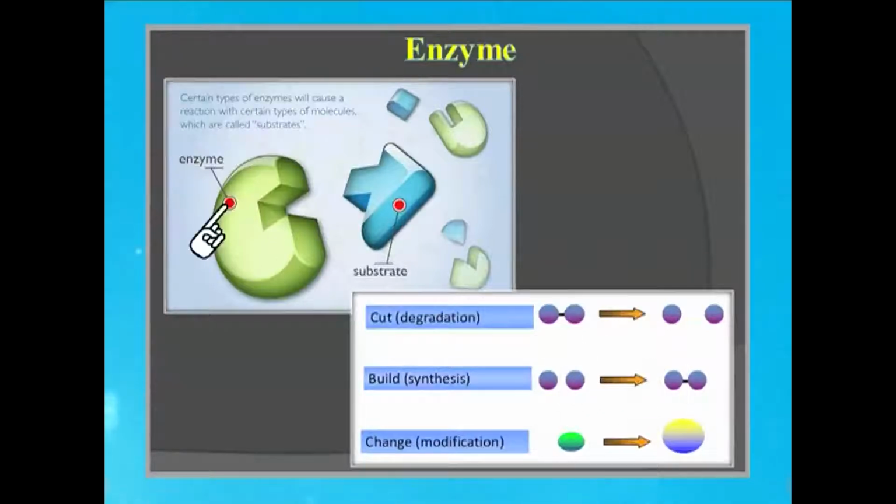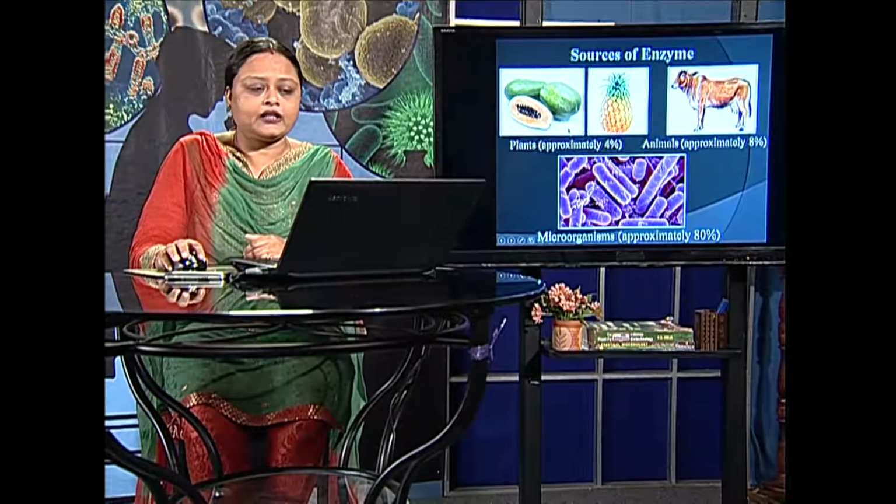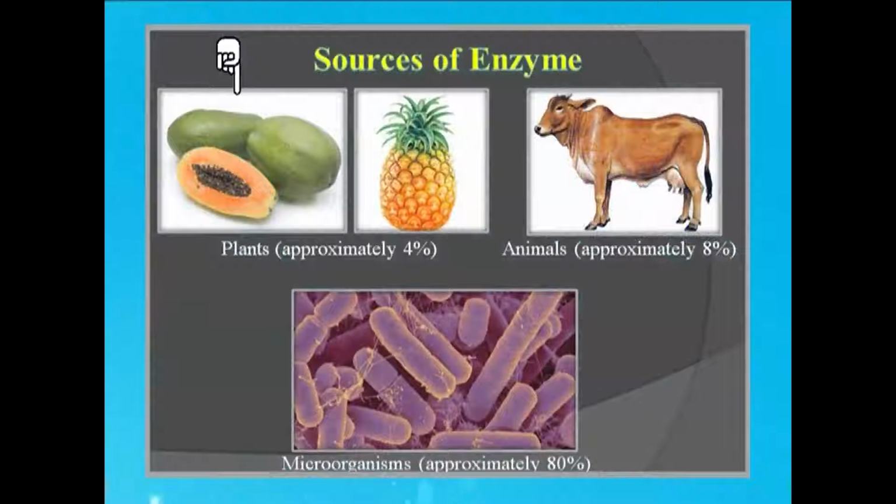So basically all enzymes operate with the substrate. They are very specific to the substrate with which they will act and bring about certain defined changes. The sources of enzymes are basically plants. We have examples of papain from papaya. We have also pineapple as a source which generates bromelain as an enzyme. We have animal sources, which are typically the cattle or typically cow, which produces rennin used for cheese making. And most importantly, we can see here 80% of all the enzymes produced are derived from microorganisms.